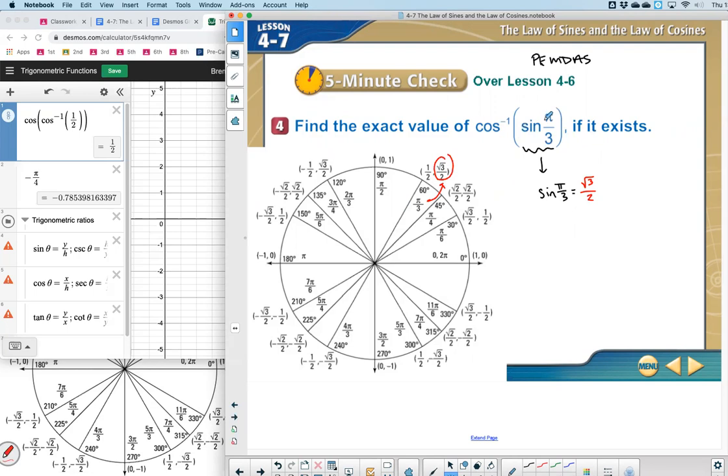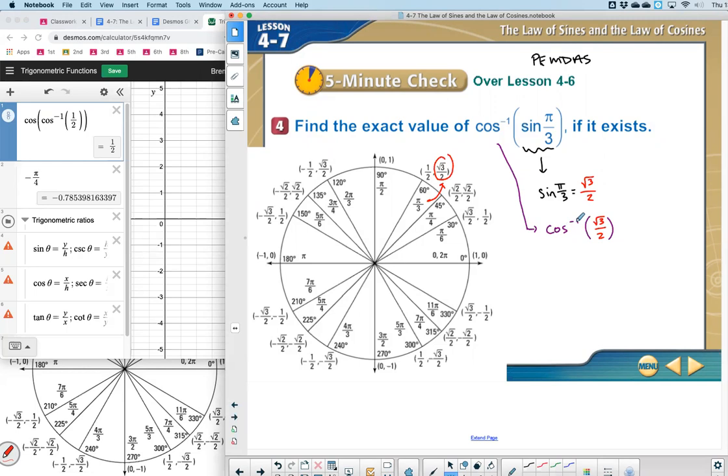That's the exact value of the inside portion. But we're not done yet. We now need to complete the outside of the parentheses. So I now look for what is the cosine inverse, and instead of saying sine pi over 3, we'll substitute square root of 3 over 2 in its place.